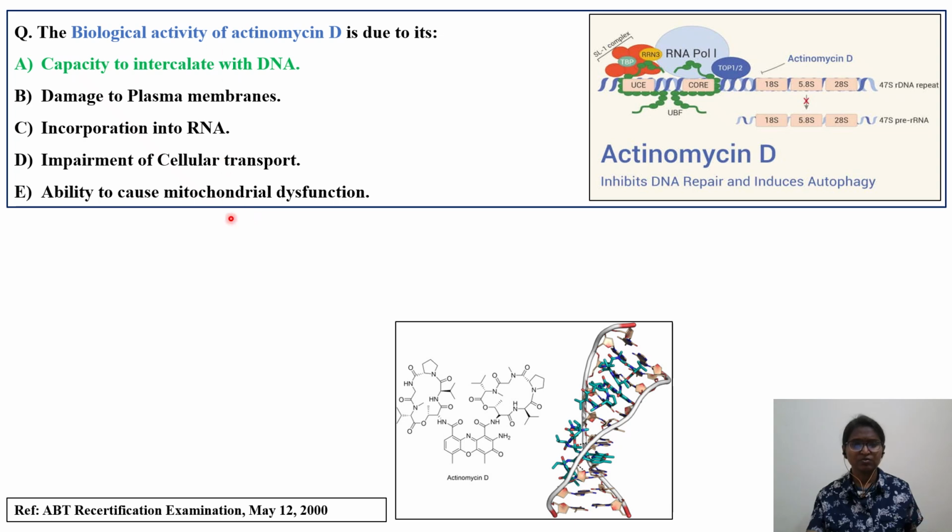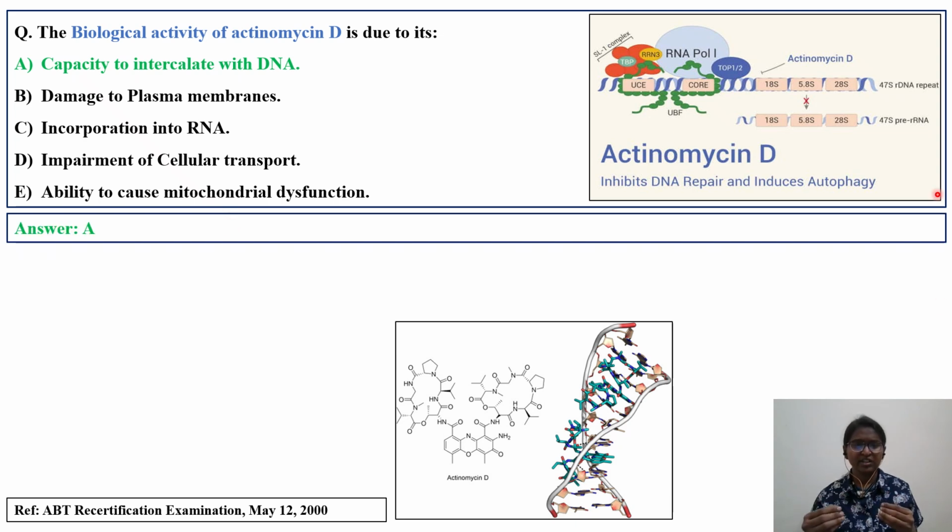These are the various ways through which an antibiotic will show its biological activity. So the right answer will be in the green text, that is option A, capacity to intercalate with DNA. So actinomycin D will go and intercalate with DNA and it shows its biological activity.